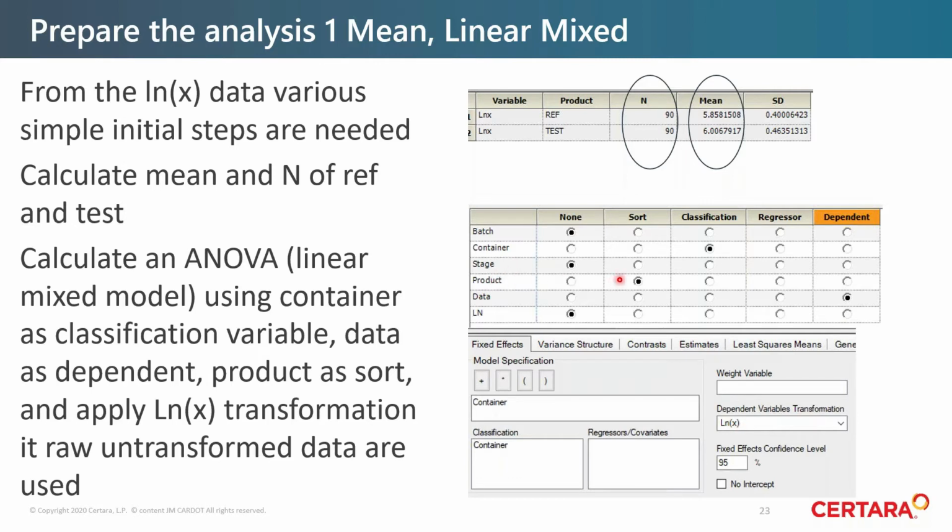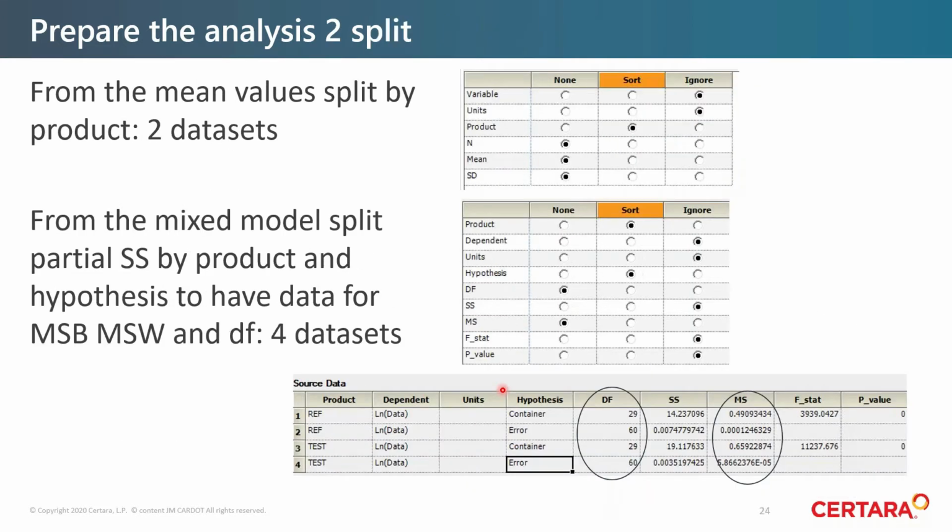What is important is to sort by product, that means test and reference, and to use the container and only the container as a classification here. So you will have a very simple effect, which is going to be a fixed effect with container, nothing more. Based on that, you are going to return those values in the partial sum of square for your ANOVA. We have seen before that you had the mean, and now on the log data, you are going to have the container and the error, degree of freedom, and mean square.